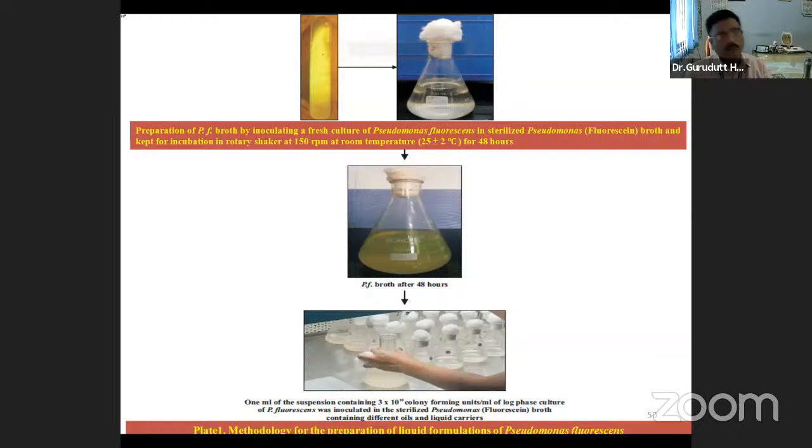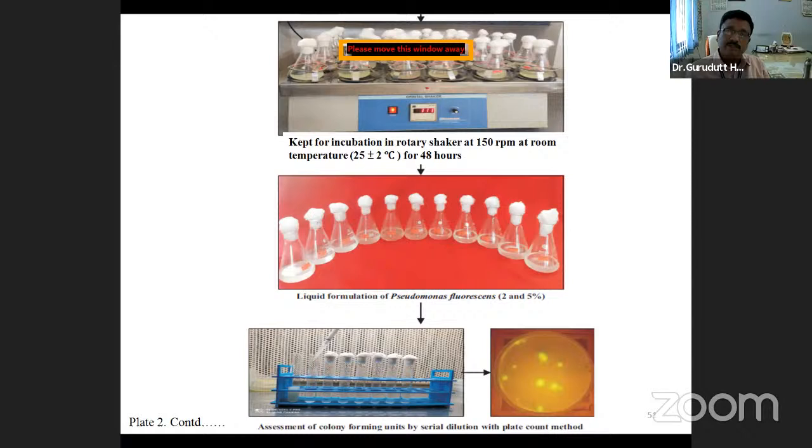So with all those, there is greater demand for these liquid formulations nowadays, and we are also into the production of these biocontrol liquid formulations. Then all these liquid based formulations have to be kept for incubation on a rotary shaker at about 150 RPM at room temperature for 48 hours. Then liquid formulation of Pseudomonas fluorescens can be produced at 2% and 5%. Then we have to assess the colony forming units by serial dilution with plate count method.